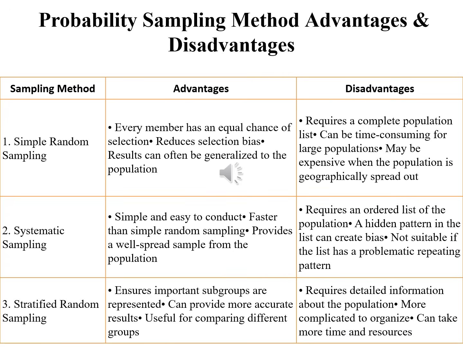Then we have stratified random sampling. Its advantages are that it ensures important subgroups are represented, can produce more accurate results, and is useful for comparing different groups. What are the disadvantages? It requires detailed information about the population, is more complicated to organize, and may require more time and resources.